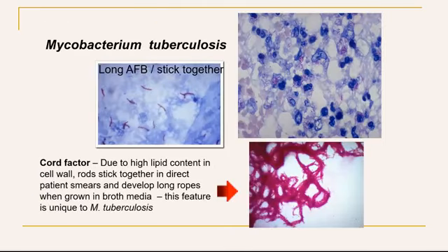When doing direct patient slides from respiratory specimens or other specimens looking for TB, we can observe the morphology of the organism, which will be long AFB that stick together. The TB produce cord factor. This is high lipid content in the cell wall that allows the rods to stick together in direct patient smears and to develop long ropes when grown in broth media. This feature is unique to M. tuberculosis.